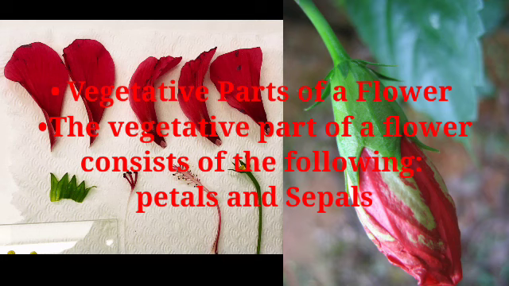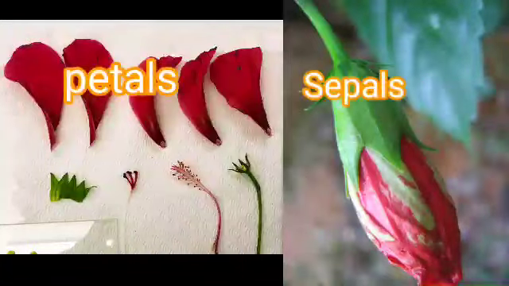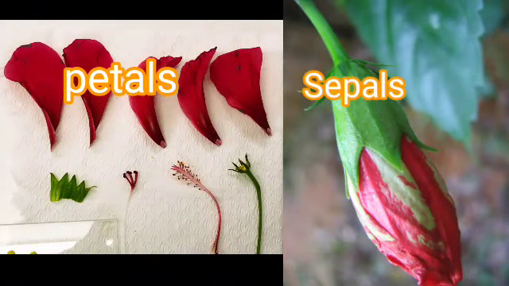Students, see here the vegetative part of the flower. The vegetative part of a flower consists of petals and sepals. Petals are bright in color because they attract bees, insects and birds. And sepals are the green colored part beneath the petals that protect the rising buds.